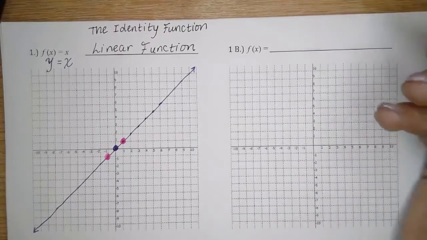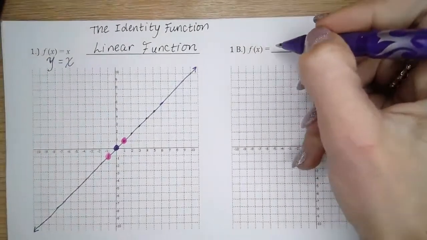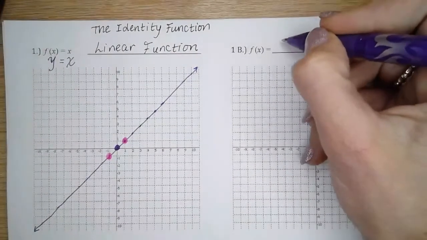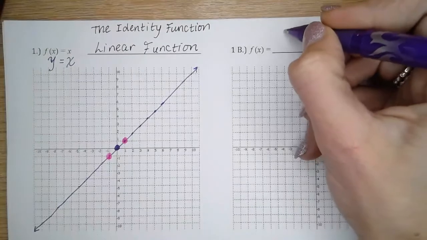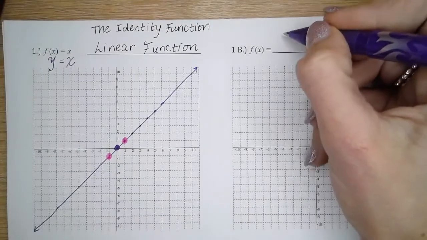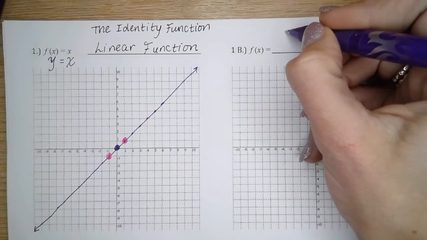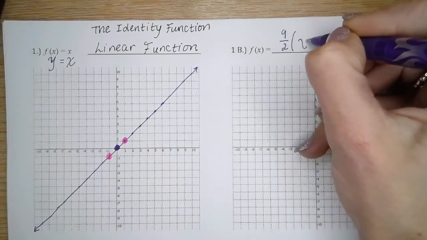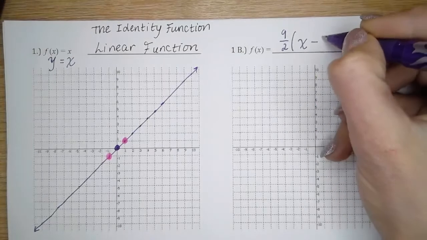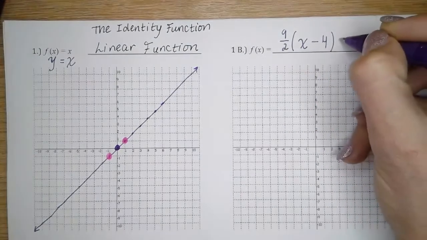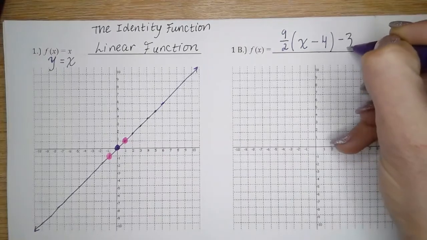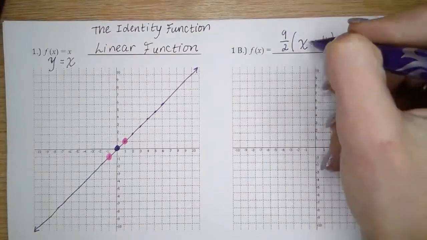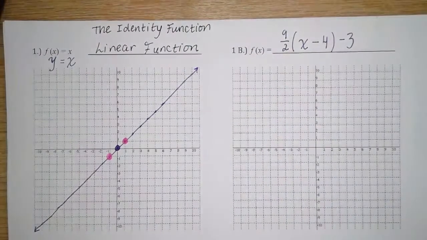So if I made up an example of a linear function using a, h, and k, it might look like, let's say, 9 over 2 parentheses x minus 4 minus 3. How do I know that this is a linear function? Well, x is only ever to the first power, so it's definitely linear.